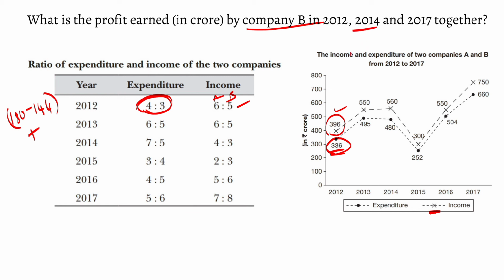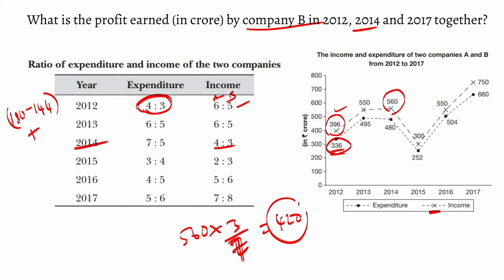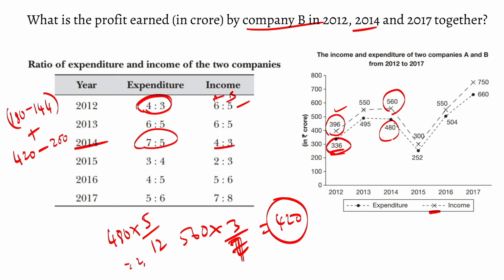What about 2014? In 2014, the total income is 560, and the ratio of income of A and B is 4:3. So we are interested only in B. So 3 by total parts 7, right? 3 by 7. What is the final value? 420 is the income of B. Now what is the expenditure? It's 480 into the expenditure ratio, 480 into 5 by 12. This is equal to 200. So we calculated for 2012, we have calculated for 2014.